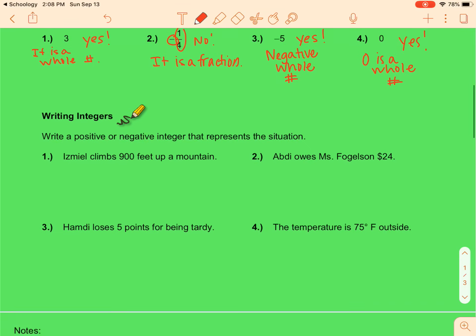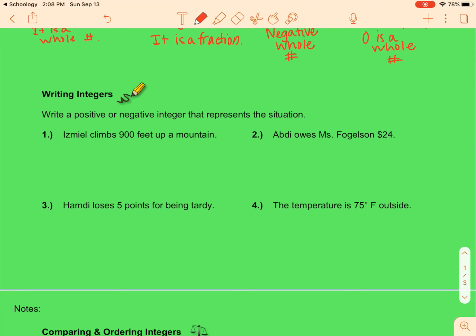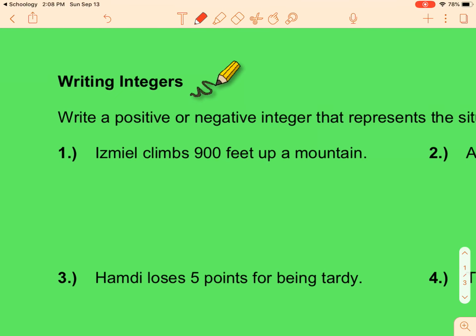Now we're going to practice writing integers. We are going to write a positive or negative integer that represents each situation. Number 1 is saying, Ismail climbs 900 feet up a mountain. So we know 900 feet is going to be our integer. Is he going up a mountain, positive, or going down a mountain, negative? He's going up. So you could add a plus sign, or you can just leave it as 900 because that tells us it's positive.